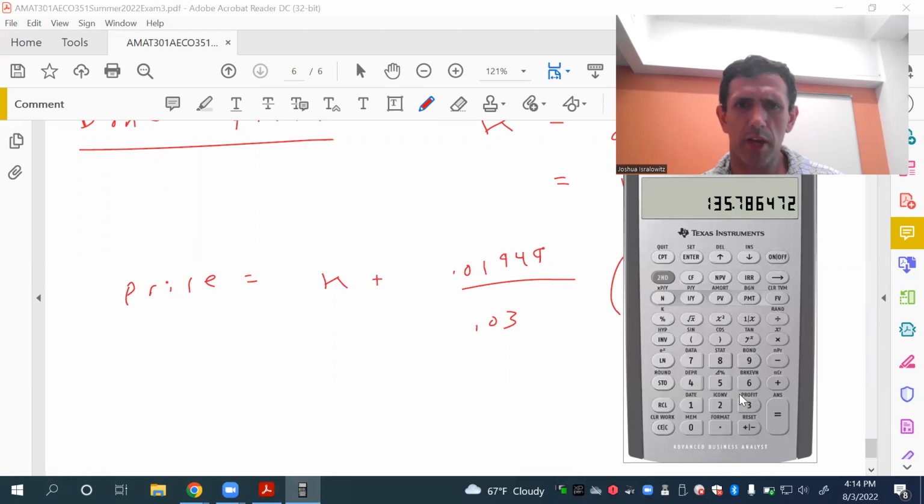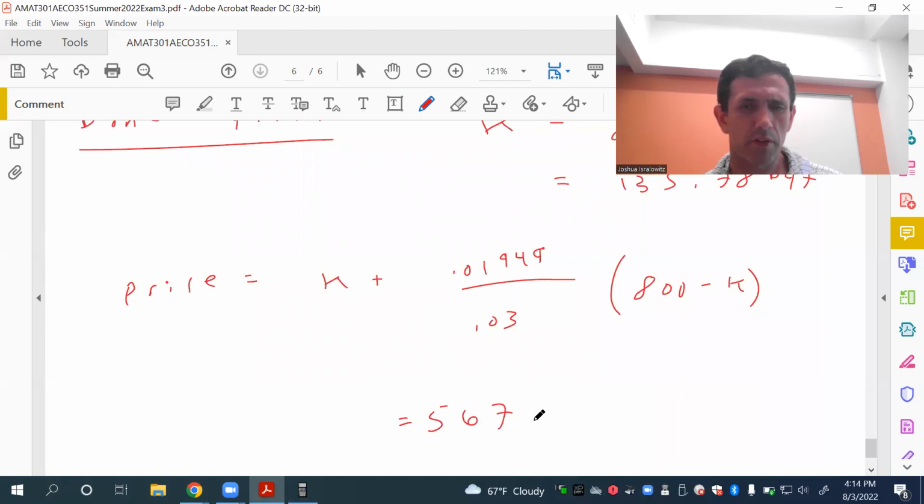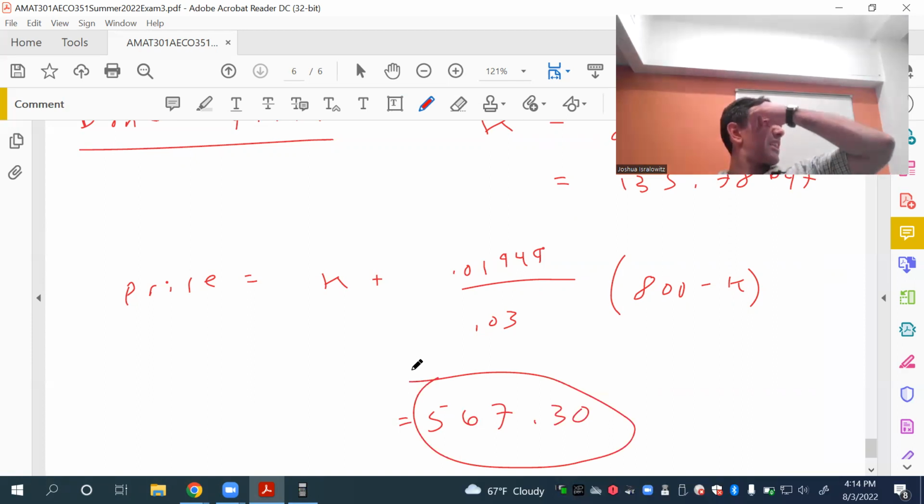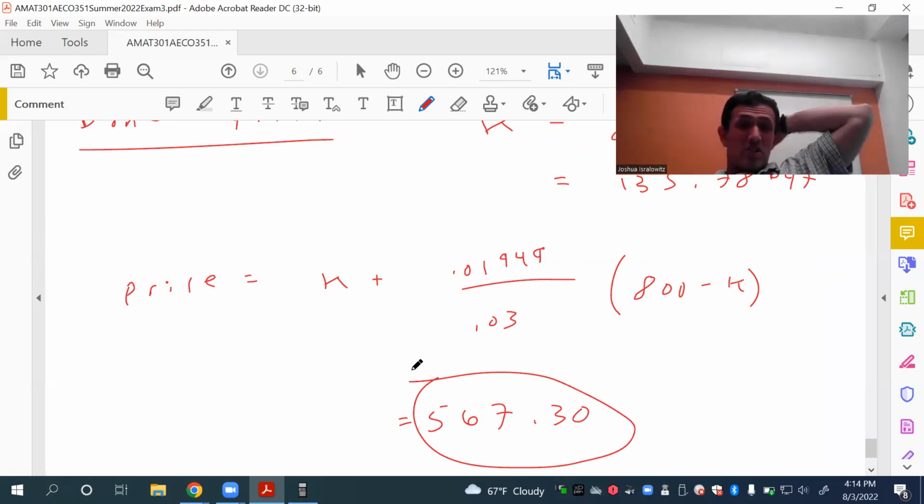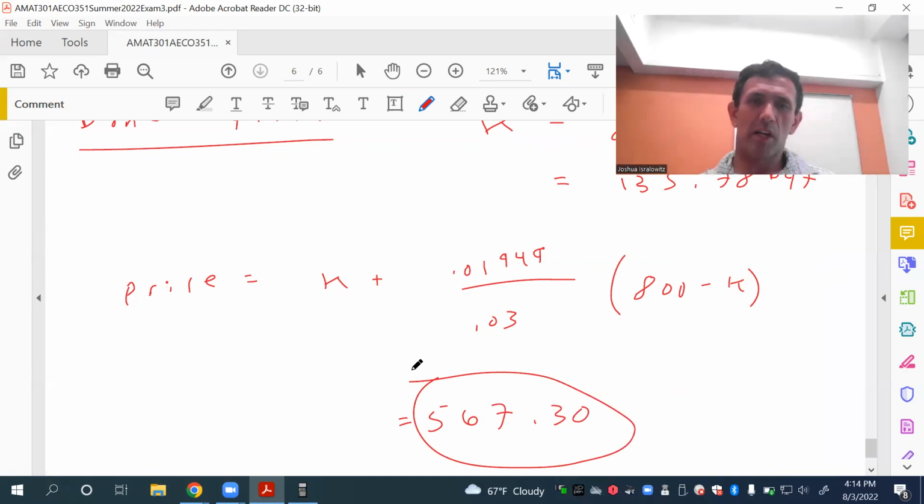Okay, so this is K. So let's do 0.01949 over 0.03 times 800 minus K plus K, 567.30. Yeah, quite a bit of discount that the bond is bought at. I think $237 about. But anyway, all right.